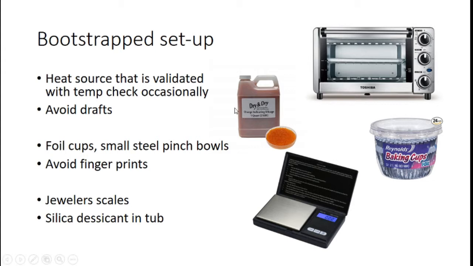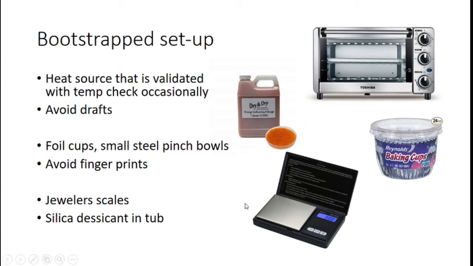They're going to be watching out for draftiness in this oven, so no convection ovens with a fan. You can use small foil cups or small steel pinch bowls that are available in kitchen supply stores. Main thing is avoid fingerprints, treat them the same way. The nice thing is they're eminently reusable as compared to these foil cups, which are difficult to wash and recycle.